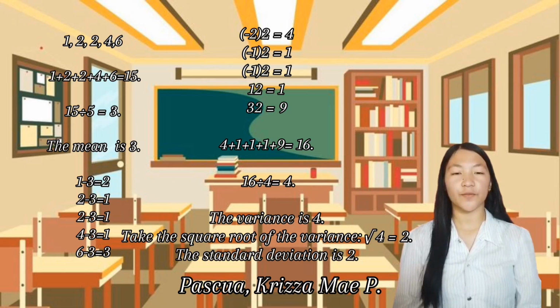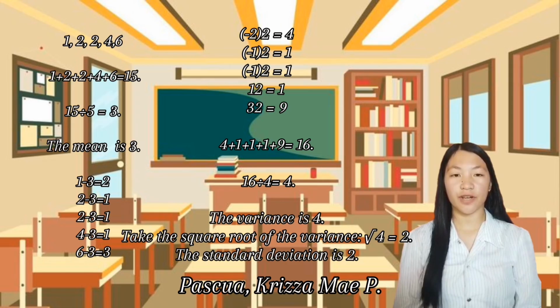Then calculate the deviation from the mean by subtracting it from each data point. So 1 minus 3 is equal to negative 2. 2 minus 3 is equal to negative 1. 2 minus 3 is equal to negative 1, 4 minus 3 is equal to 1, and 6 minus 3 is equal to 3. Then square each of the results. So negative 2 squared is equal to 4, negative 1 squared is equal to 1, negative 1 squared is equal to 1, 1 squared is equal to 1, 3 squared is equal to 9.